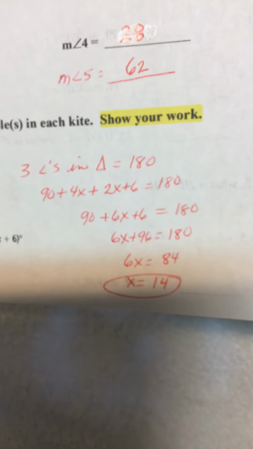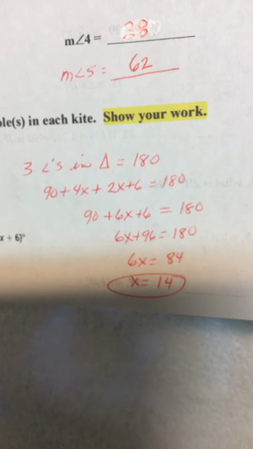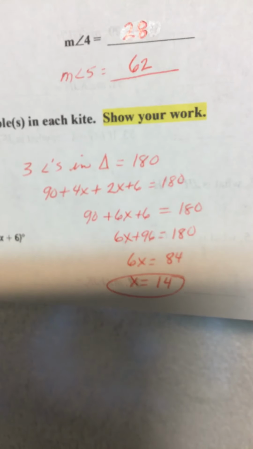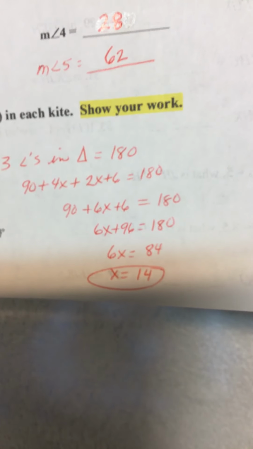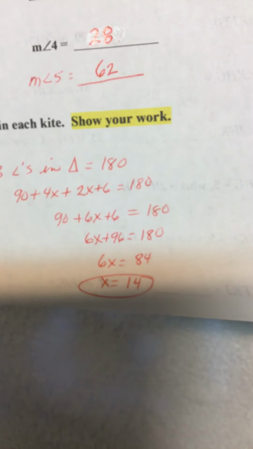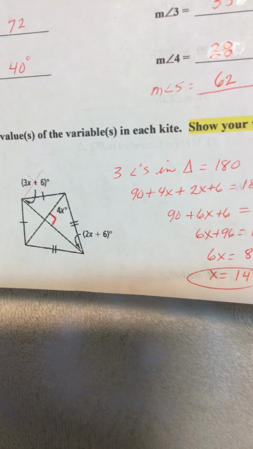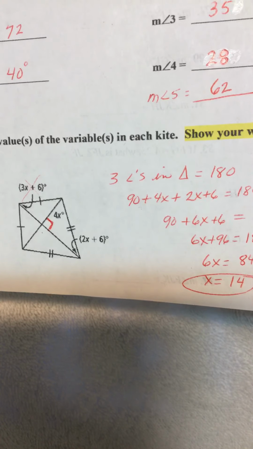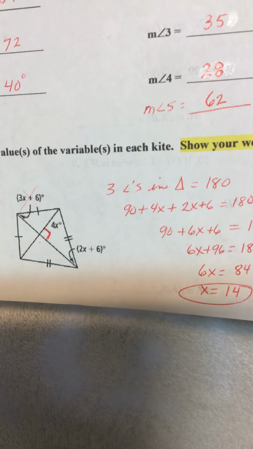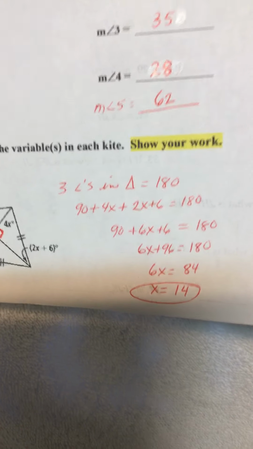I add up my x's and get 6x. I add up my 90 and 6 and get 96. When I subtract 96, I get 84. And when I divide by 6, I will get 14. So in this case, I'm only solving for x, using that lower triangle on the right there to solve for x.